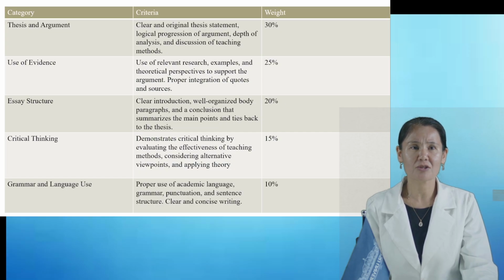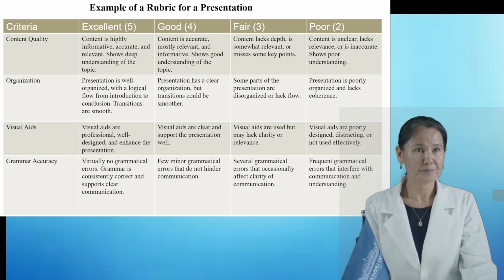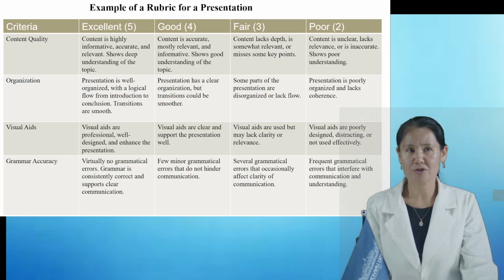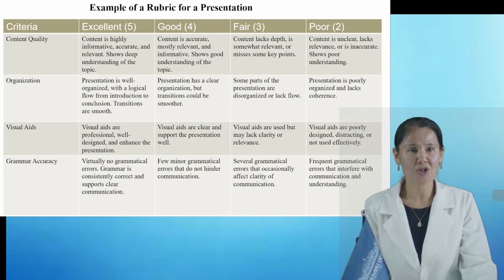I also give you assessment rubrics for writing. We use categories such as thesis and arguments, use of evidence, essay structure, critical thinking, grammar, language use. We can assess it by percentages or points. And this is an example of a rubric for presentation. How can we assess a presentation, such as using criteria like content quality, organization, visual aids, and grammar accuracy.